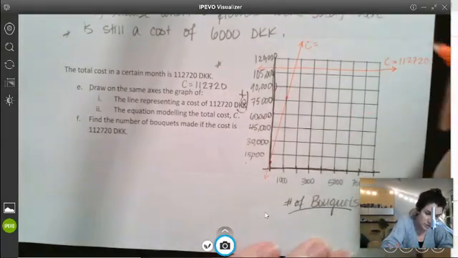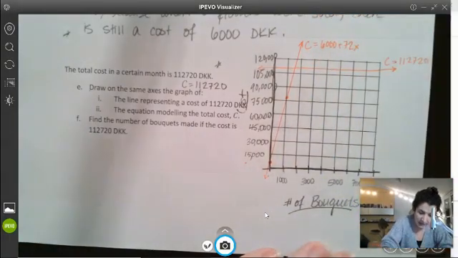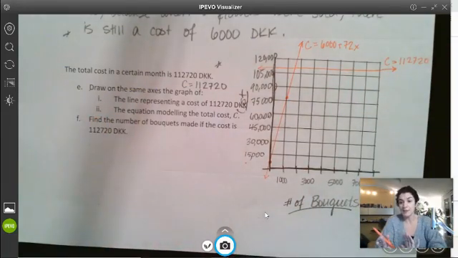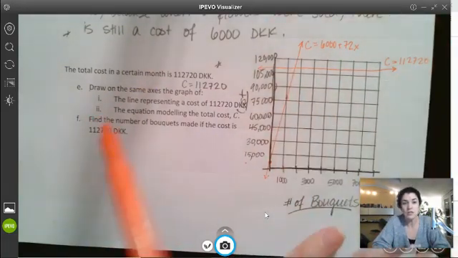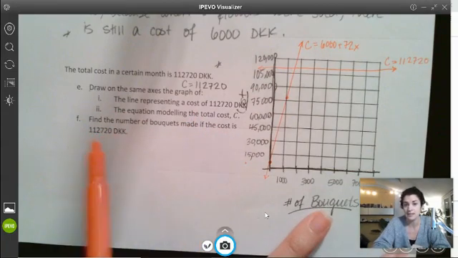Okay, now this is our equation. C equals 6,000 plus 72x. So it says all we had to do was graph it. We probably graphed it for a reason. So then the follow-up question is find the number of bouquets made if the cost is this.